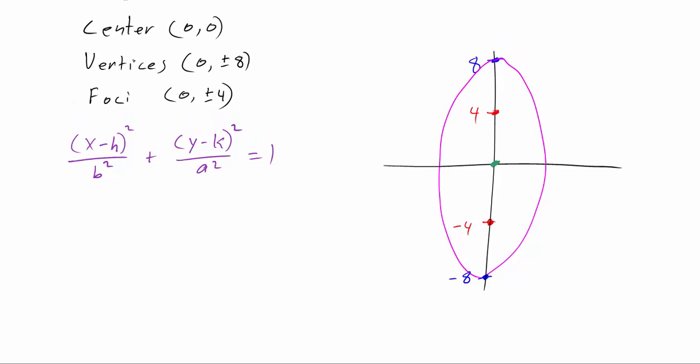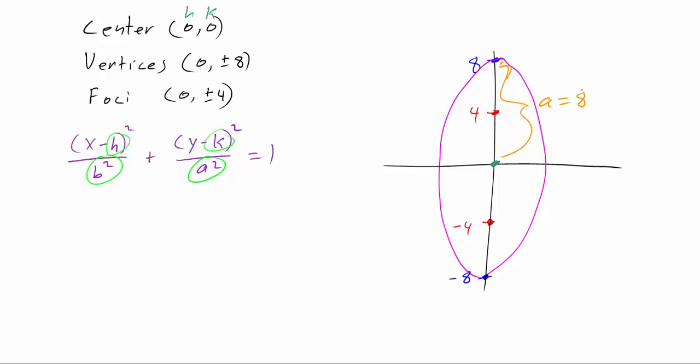What do we need to know? There are basically four things: h, k, b squared, and a squared. H and k are the center, which we already know. We can easily find a, because a is the distance from the center out to a vertex. So going from one of the vertices to the center gives our a value, which is equal to 8.